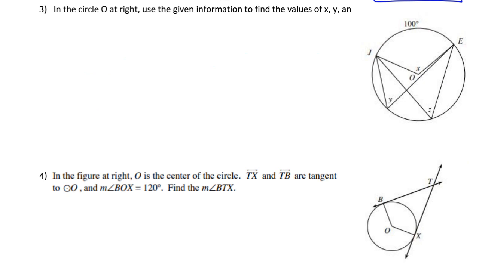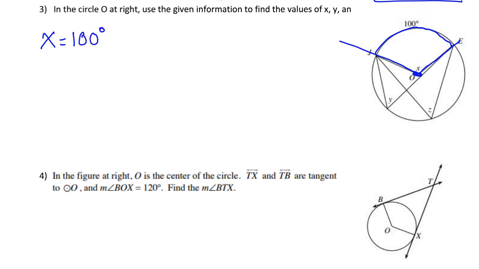Following question, in circle O, use the given information to find the values of x, y, and z. Now, the only information that's given to us in this diagram is that arc JE is equal to 100. Angle X is a central angle because the vertex is on the center of the circle, and a central angle is equal to the intercepted arc, which is 100 degrees.